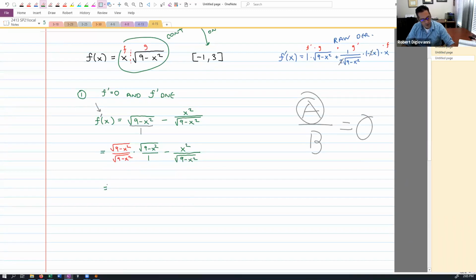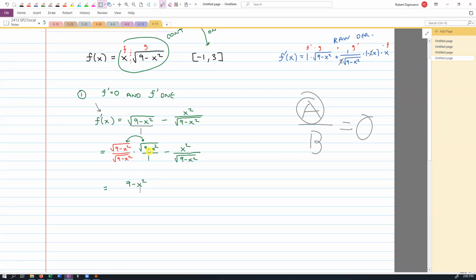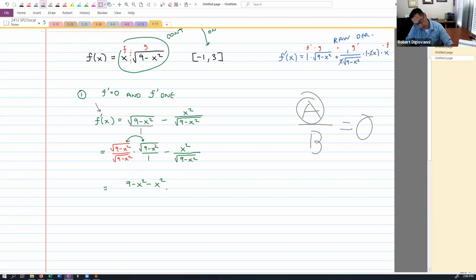So now when I put those together, I multiply those two together. What happens when I multiply those two together? They become 9 minus x squared. Yeah, the roots just go away, right? 9 minus x squared. Sorry for whoever I just cut off. No, you're good. And then you have the minus x squared from the other numerator. And then all of that over the common denominator, square root of 9 minus x squared.